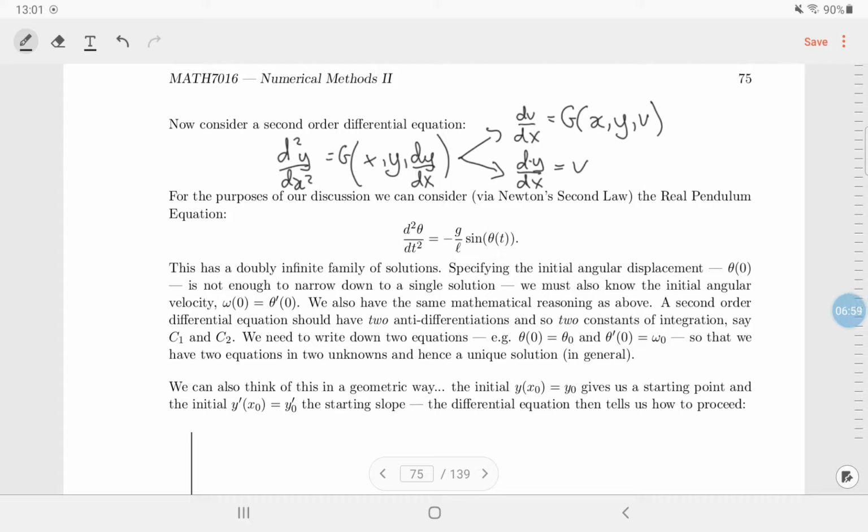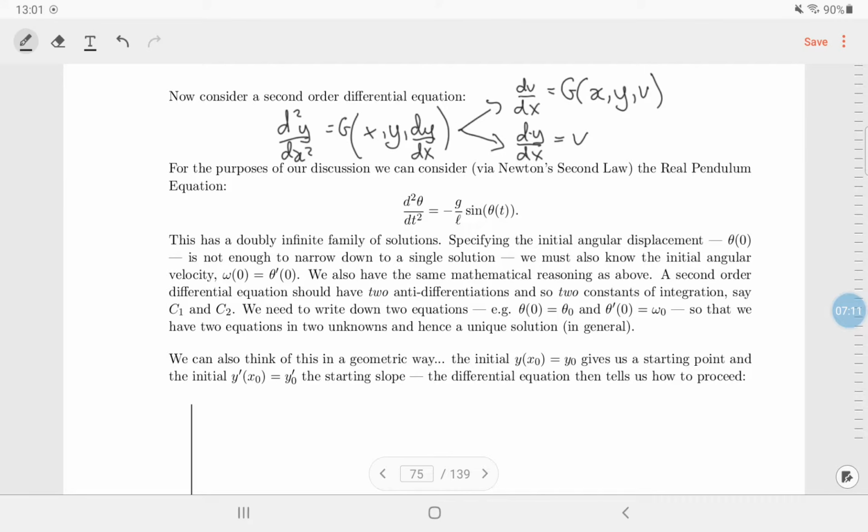For the purposes of our discussion, we can consider the real pendulum, which looks something like this. This one has a doubly infinite family of solutions. If you give just the initial angular displacement, the value of theta at time equal to 0, it's not enough to narrow down to a single solution. You might also need to know the initial angular velocity. So think of a pendulum. There it is. And if you know the initial position, that'll be a negative angle here, I suppose, the way this is set up.